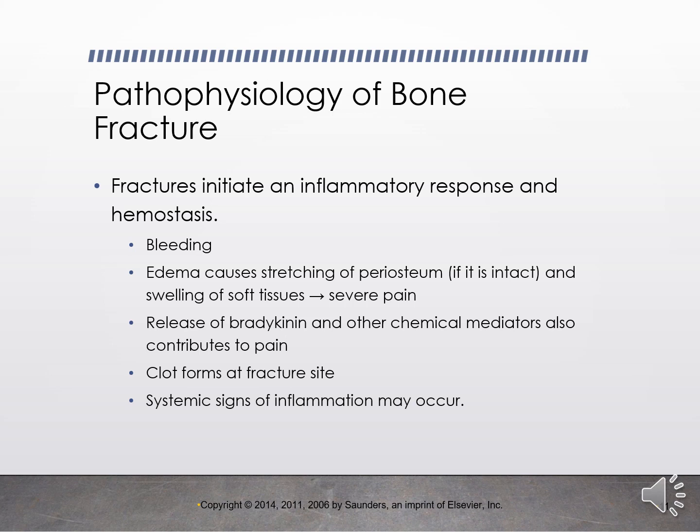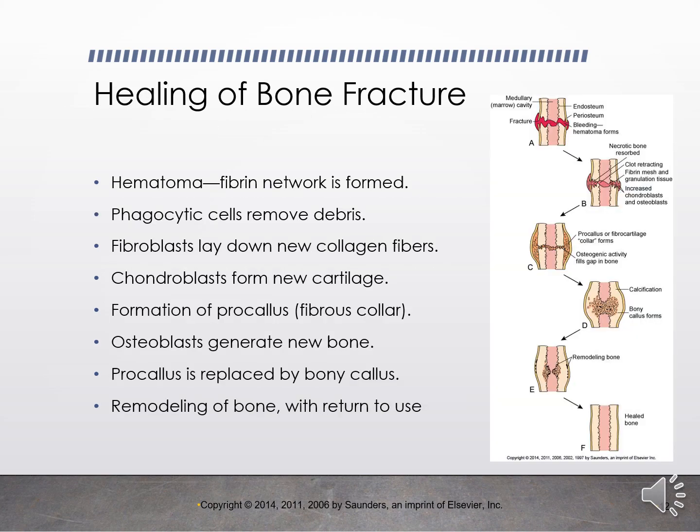When a bone breaks, bleeding begins from the blood vessels in the bone and the tissue around the bone, the periosteum. Bleeding and inflammation also develop around the bone because of the soft tissue damage, and this ends up causing severe pain. Chemical mediators are released and a hematoma or clot forms at the fracture site. Some systemic signs of inflammation might also occur. The picture here shows the healing process of a bone fracture. It is on page 170 of your book. Look it over, but don't worry about memorizing it.